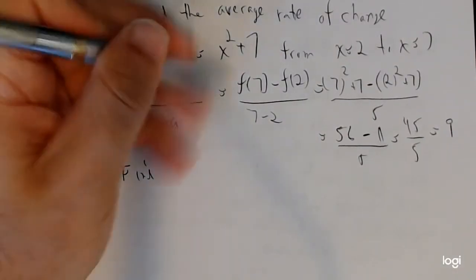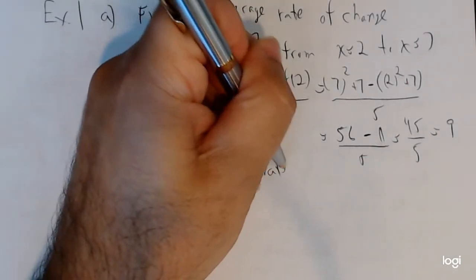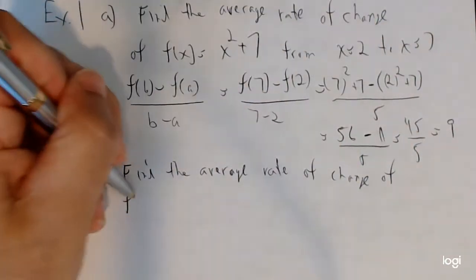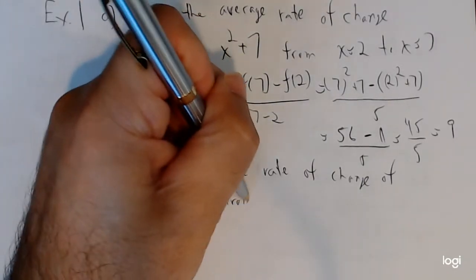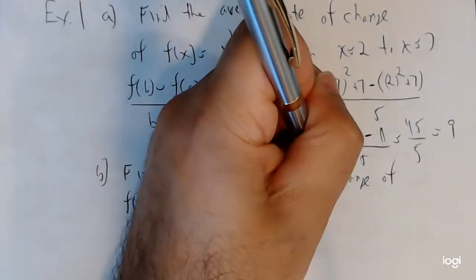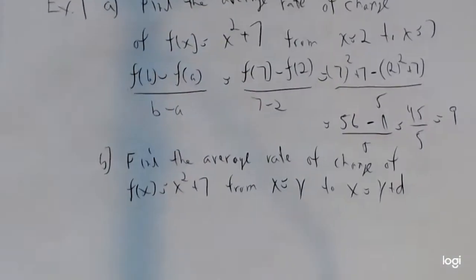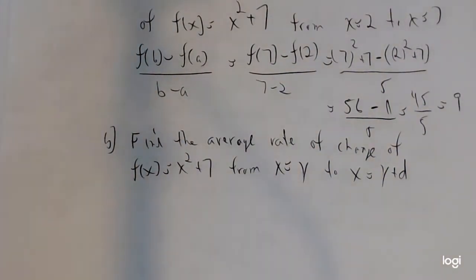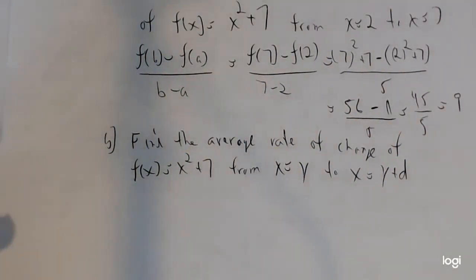Now we're generalizing this. Find the average rate of change of f of x equals x squared plus 7 from x equals y to x equals y plus d. For this one, we're just generalizing it. It doesn't matter, we're doing the same thing here. And the good news is this generalization would help us come up with a formula that works for any case.